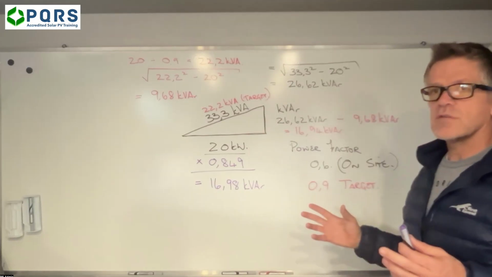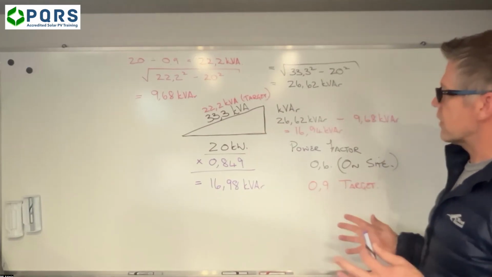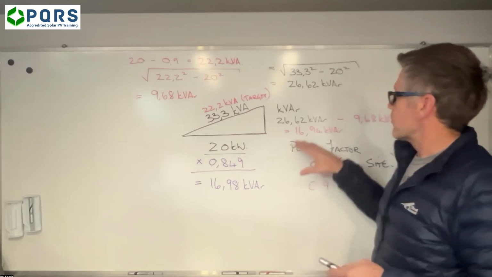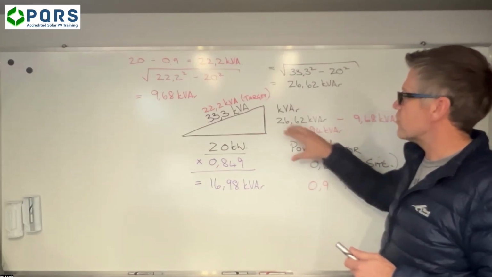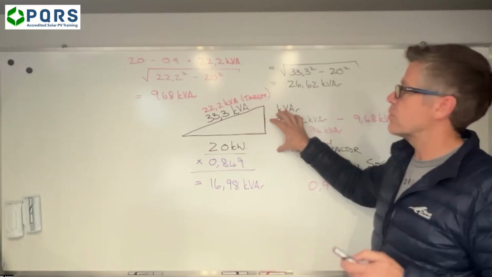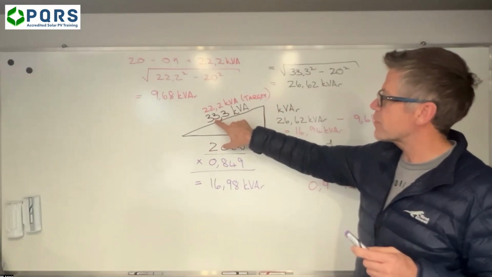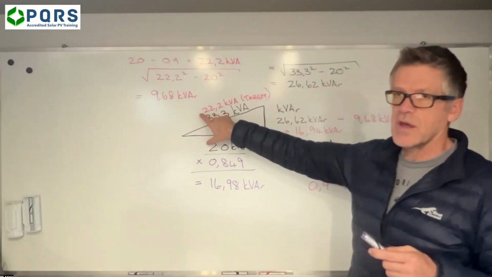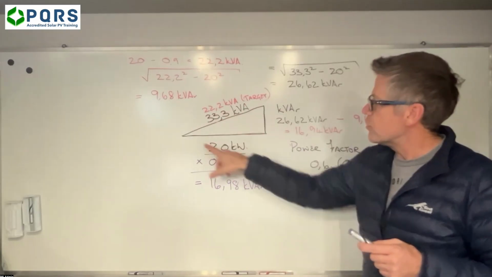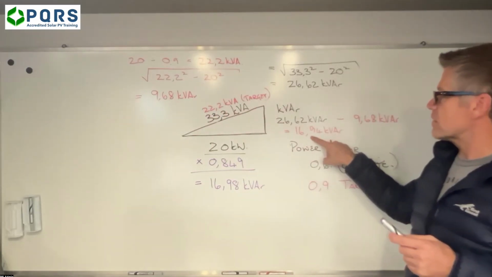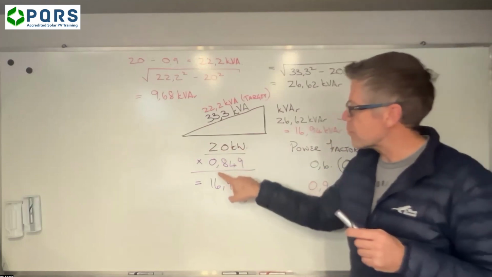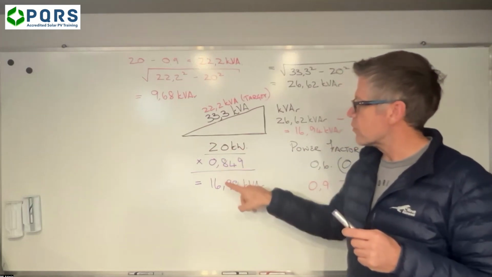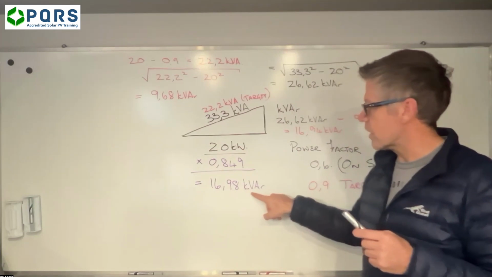And that brings us to the end of this particular video. The aim of this video was to understand how much capacitance we need to inject into this electrical network to get the apparent power down from 33 to 22 kVA. Using the long method, we calculated 16.9 kVAr, and using the power factor correction table, we calculated 16.9 kVAr.